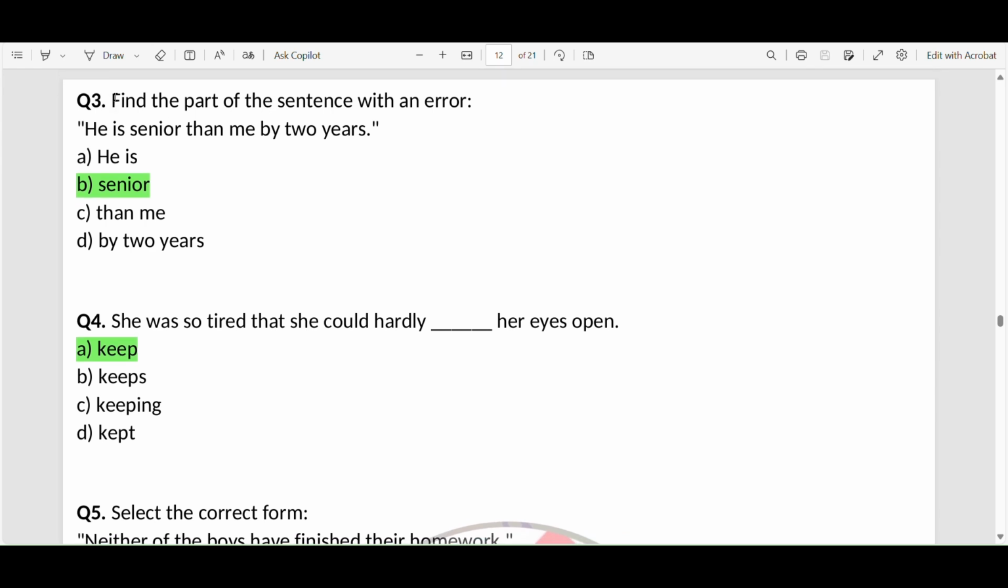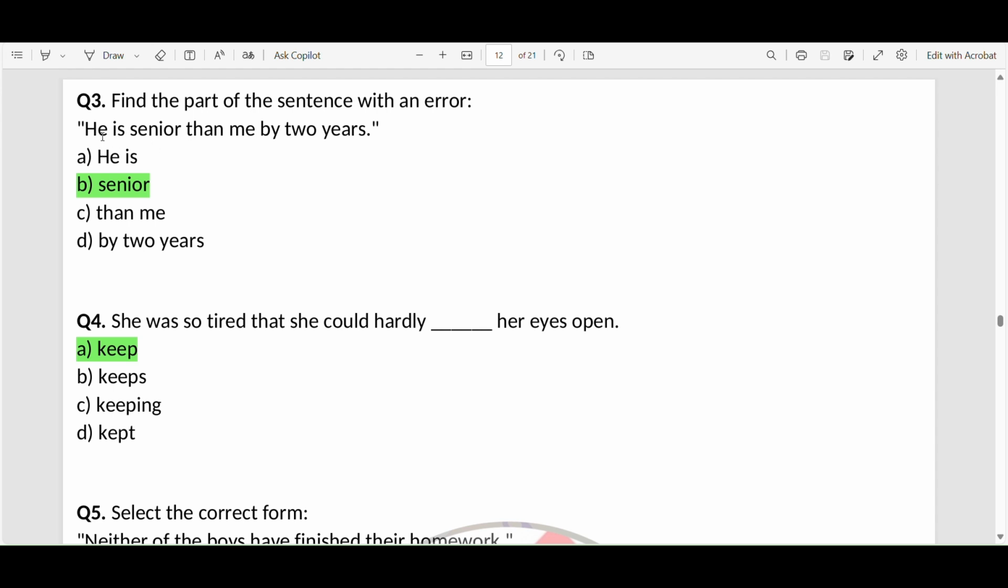In the third question we are asked to find the part of the sentence with an error. Here you have a sentence: He is senior than me by 2 years. This sentence has an error in it, so we should find out which part the error is in.